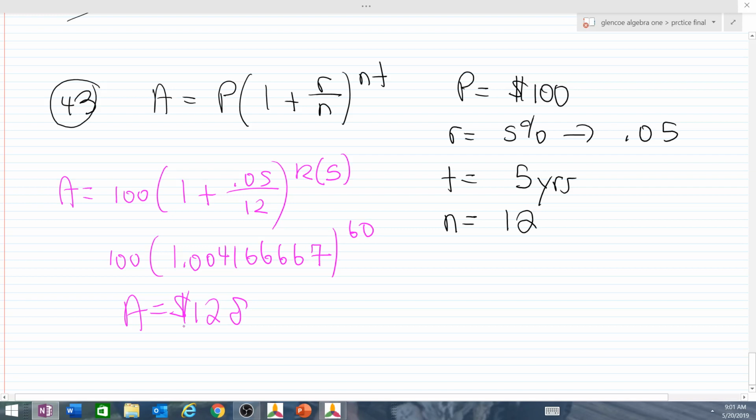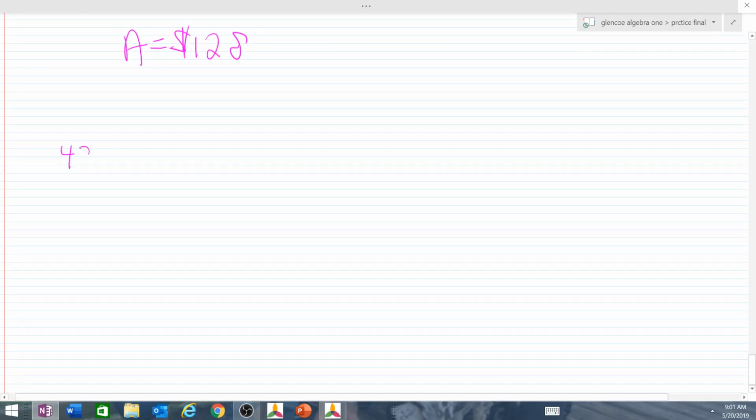44, 45, 46, 47, 48, straightforward, 49, geometric means, 50, geometric means. 49. The geometric mean is the missing term between two non-successive terms in a geometric sequence. The geometric mean always has two answers, a positive and a negative.